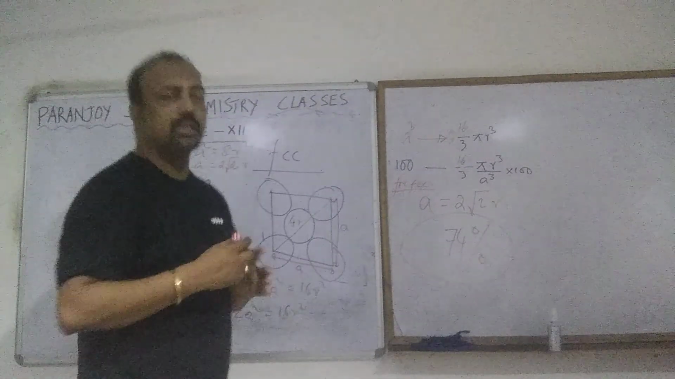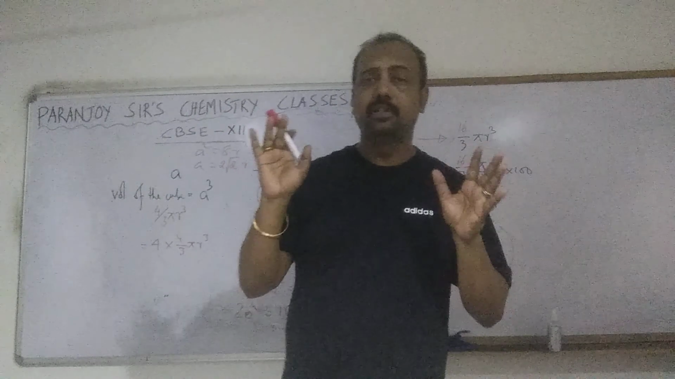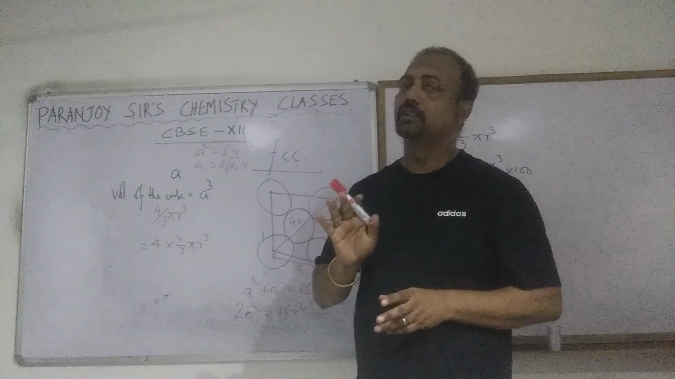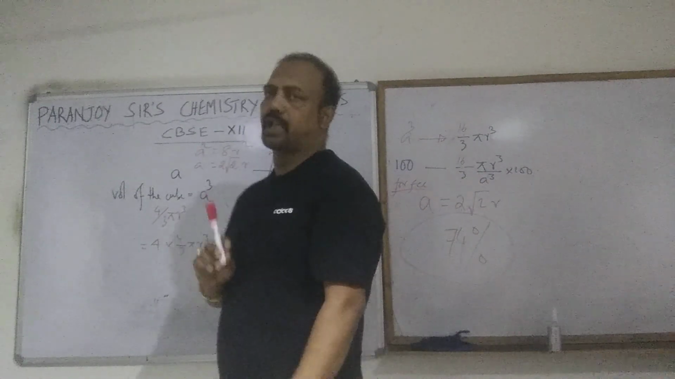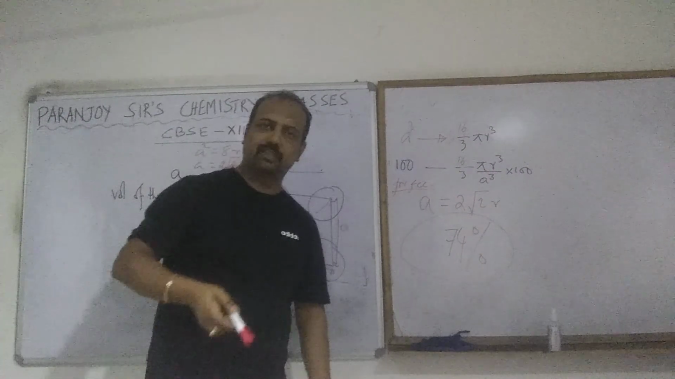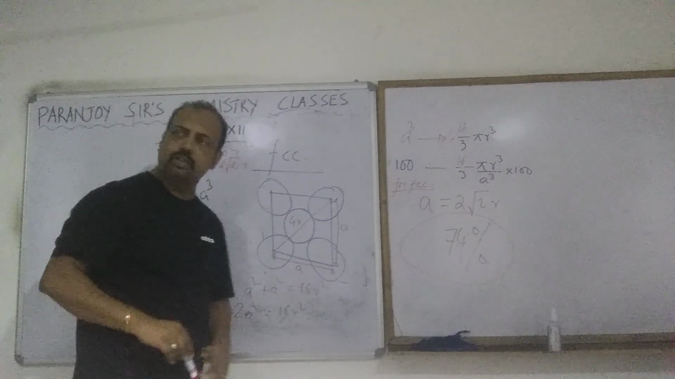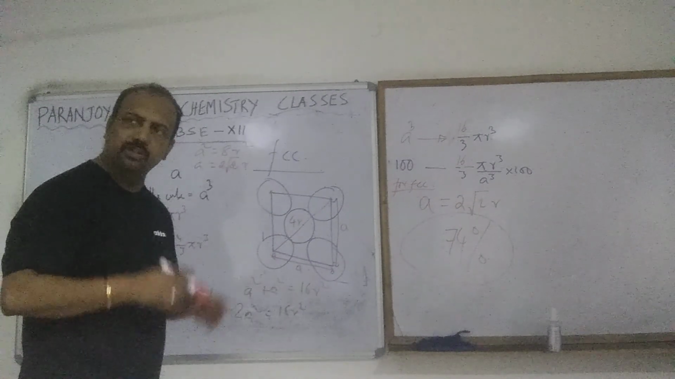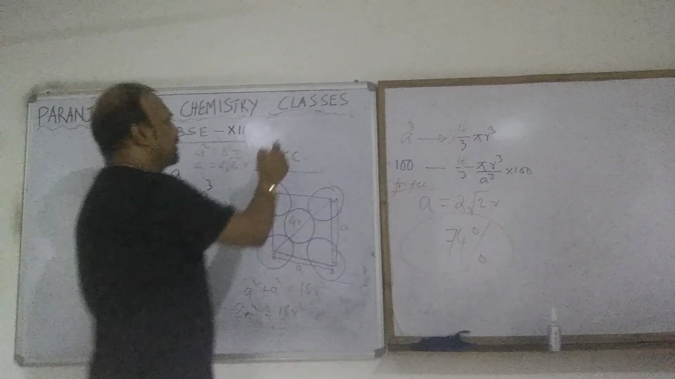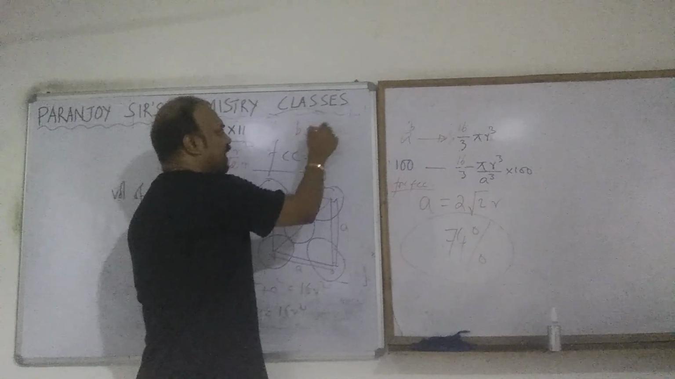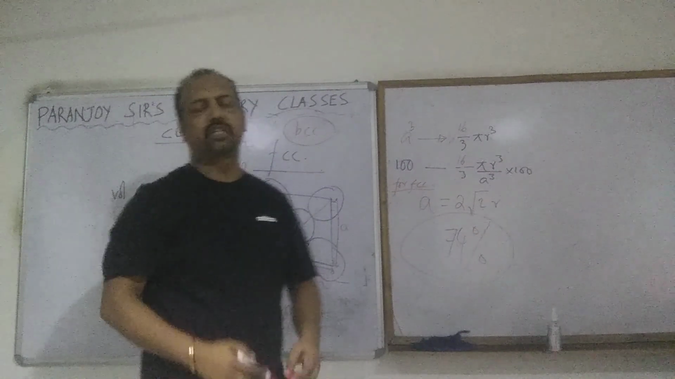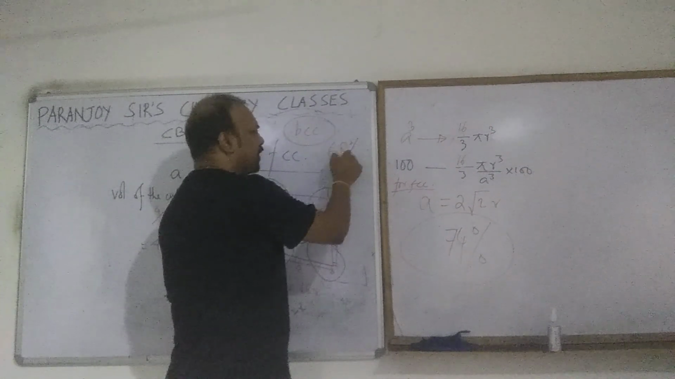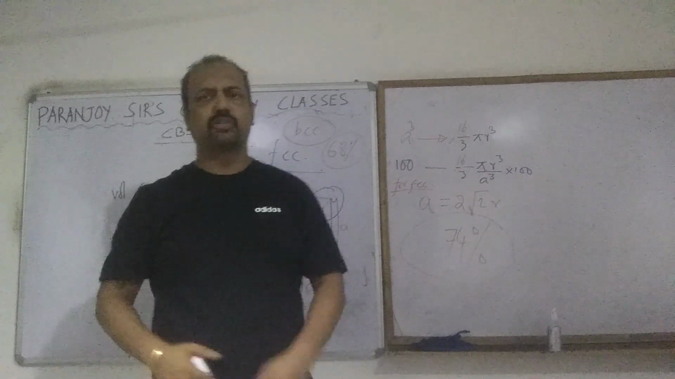Now your homework: you have to imagine the diagram. The only thing is that you have to understand the relationship between a and r. Go back to class 9 and think about the geometry. If you know the relationship between a and r, you can get it easily, because you know the methods now. Your homework is the packing efficiency for BCC. I am giving you the answer: it will be almost equal to 68%.